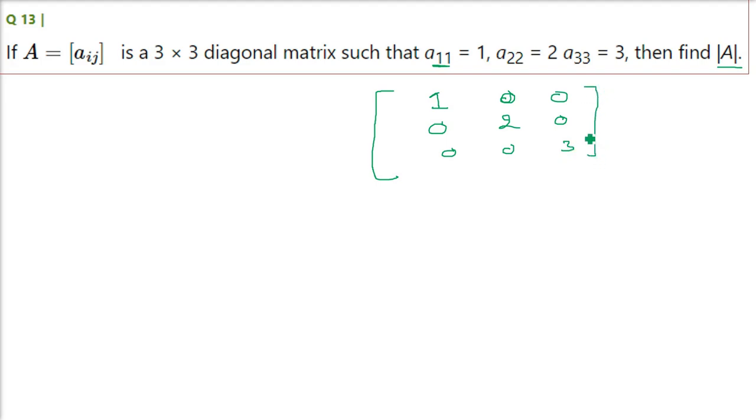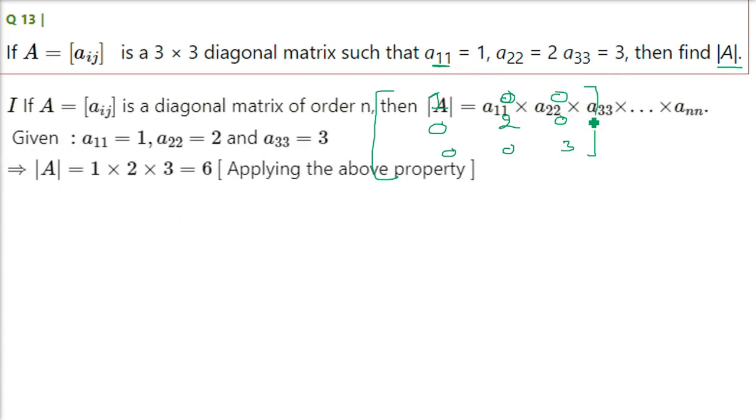Okay. Now in this diagonal matrix, we have to find the determinant. There are two ways you can do it. Either you open using any row or any column, where 2 zeros will be there because this is a diagonal matrix. But the best way is, the property says that you just have to multiply the diagonal elements. That is 1 into 2 into 3, because 1, 2, 3 are the diagonal elements. You get 6 as the value.